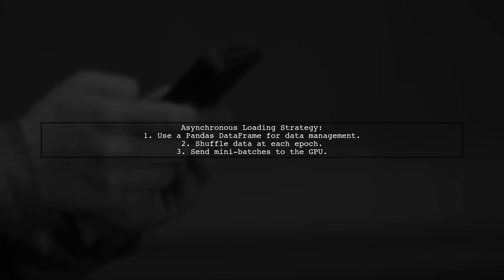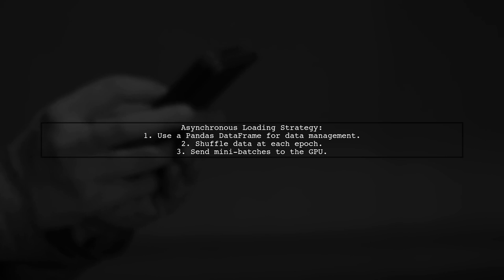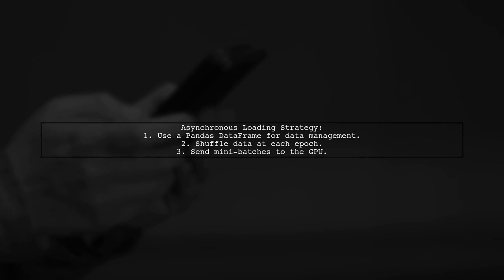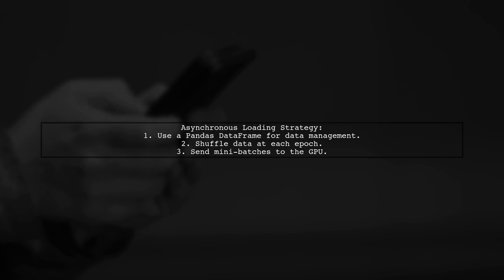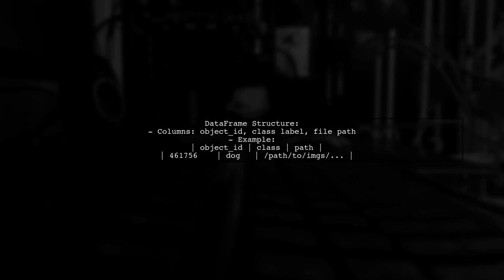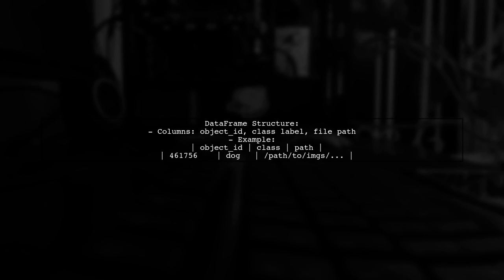To asynchronously load and train batches for a deep learning model, you can use a pandas data frame to manage your data. This allows you to shuffle your data at the start of each epoch and send mini batches to the GPU while keeping the CPU busy. Instead of relying on a directory structure for class labels, create a data frame that includes unique IDs, class labels, and file paths. This approach is flexible for different classification tasks.